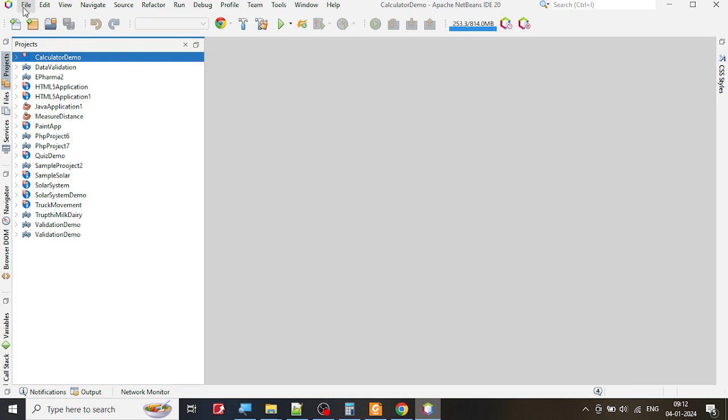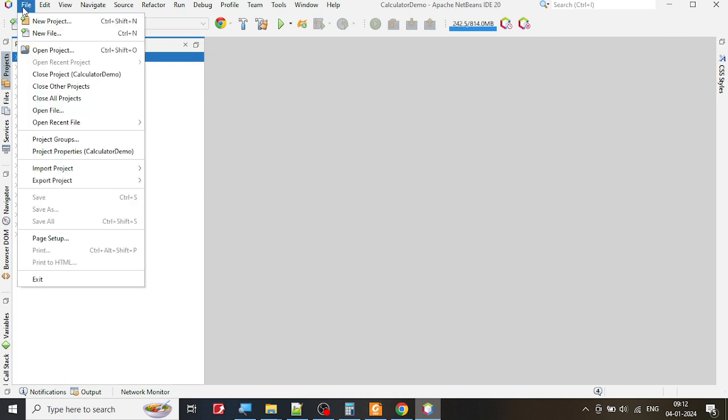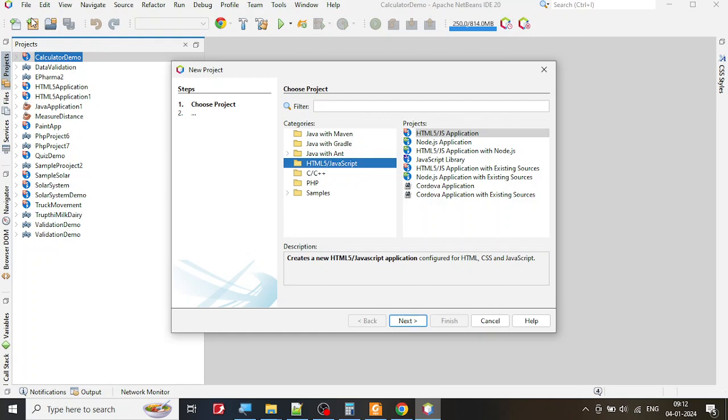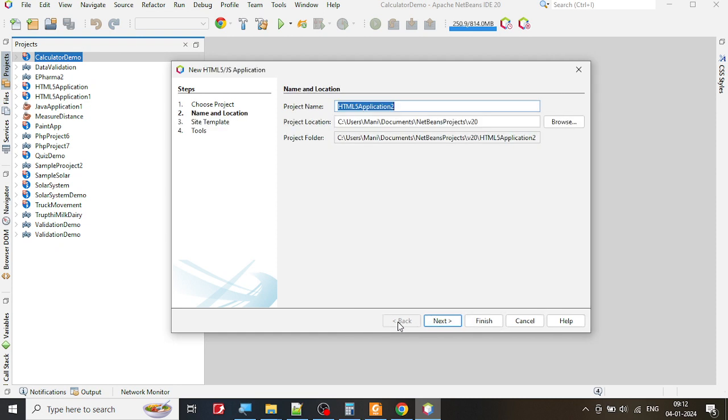I have with me the NetBeans. You can use any other IDE, VS Code or anything for your convenience. But I'm going to use the NetBeans. Let's start with the HTML5 JS project. And I'm going to give it as a clock app. You can give any other name also.